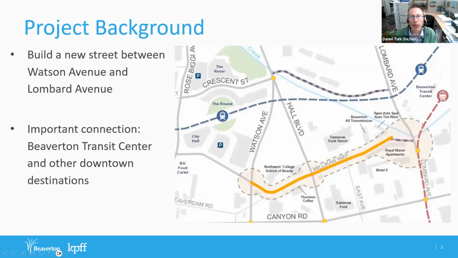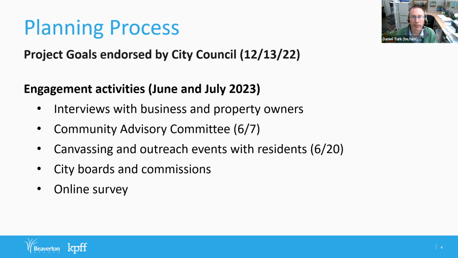The purpose of the Millikan Way project is to build a new street between Watson Avenue and Lombard Avenue downtown. This provides an important connection between downtown destinations, including the Beaverton Transit Center. We develop project goals based on feedback on existing conditions. These were endorsed by City Council in December.